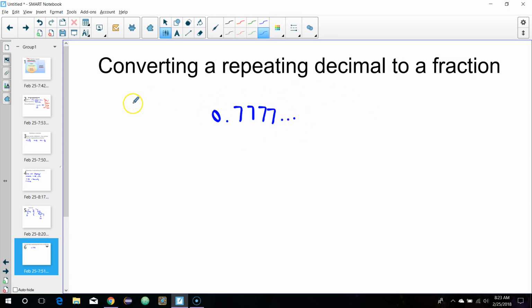What I would do in the beginning is I'll let x be equal to this. So let x be equal to this first. Okay, so x is going to be just a variable. This is the repeating decimal. It goes on forever with 7. I'm going to say this is going to be my first equation.